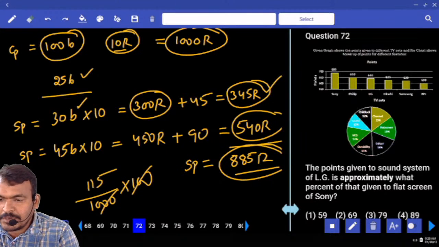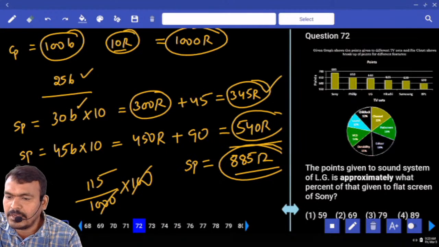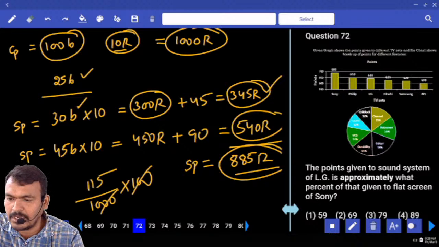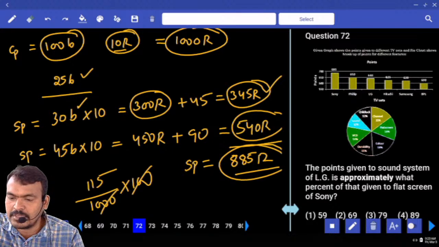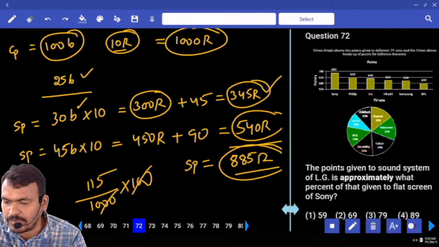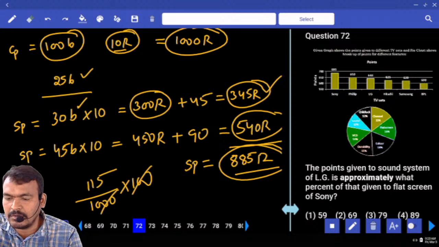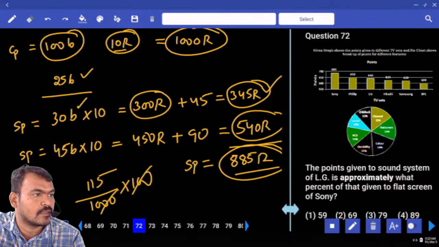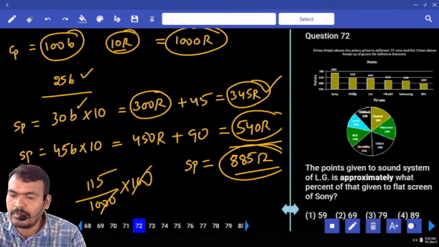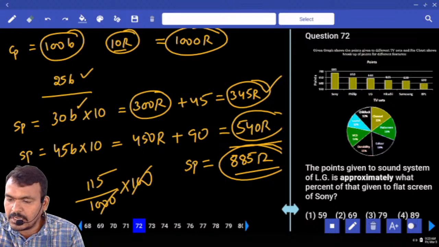Question number 72. The given graph shows the points given to different TV sets and the pie chart shows the breakup of points for different features. Sony is how many points? 685. Philips 650. And LG 640. And the pie chart shows the breakup of points for different features. Okay. And Sony total how many points? 685. That 685 is distributed.